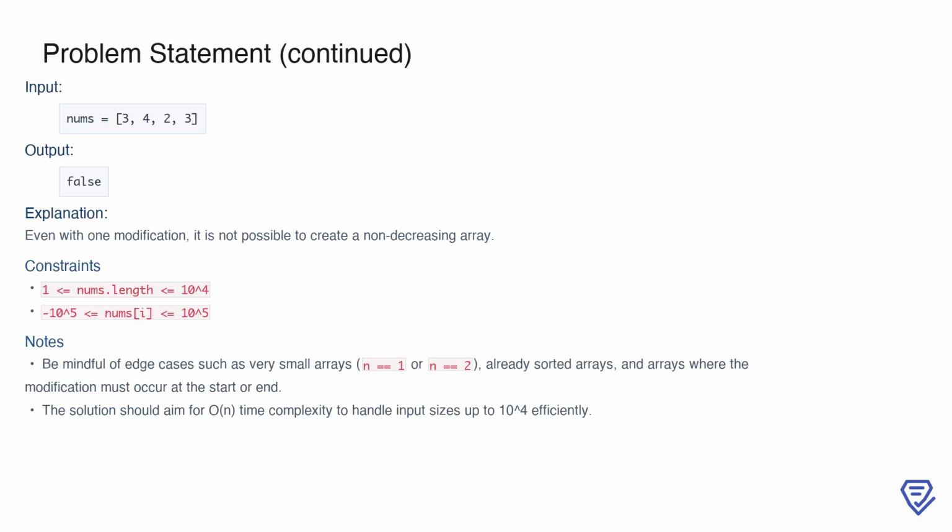Now, in the third example, we have nums equals [3, 4, 2, 3]. The output is again false. Even with one modification, it's not possible to make the array non-decreasing. This example highlights that the issue might not always be just one isolated violation but can involve multiple conflicts in different parts of the array.